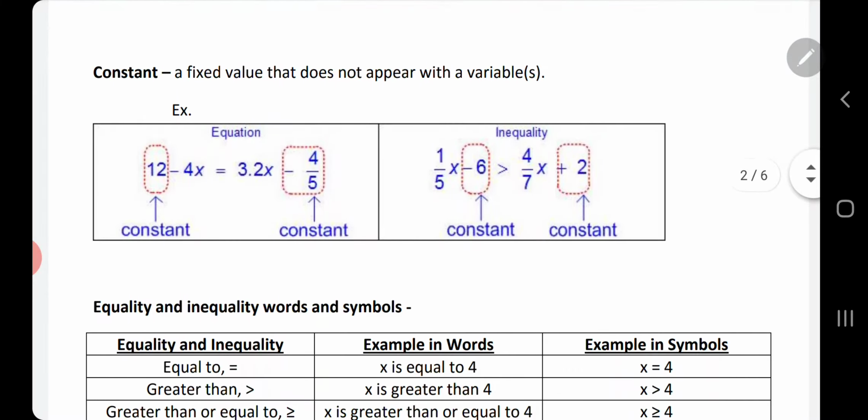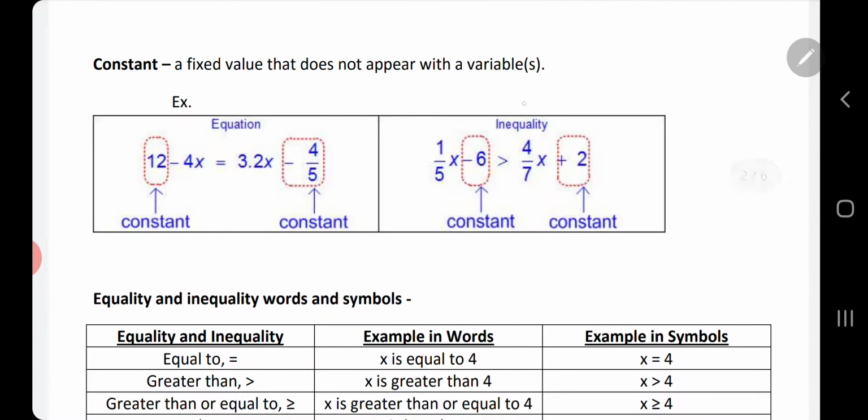A constant is a fixed value that does not appear with a variable. So it's just some known number, not multiplied to anything, and not attached to a variable. In this case, the constants are 12 and negative 4/5. Once again, you can see that they're not attached to a variable. In the inequality, negative 6 and 2 are our constants.